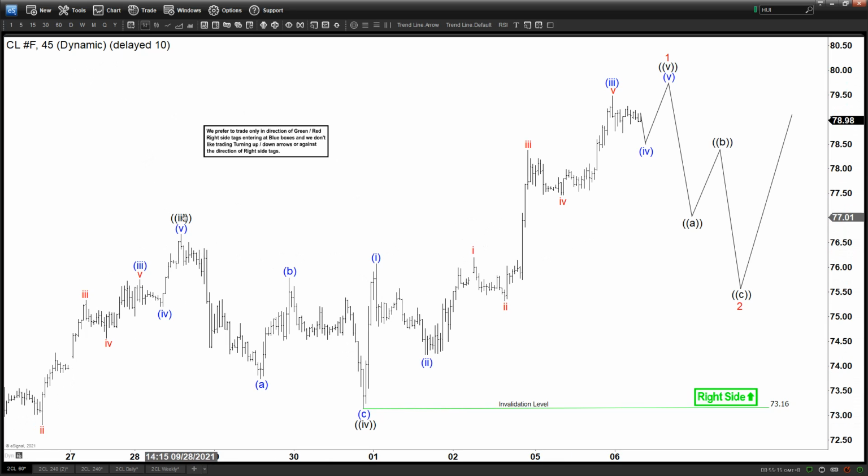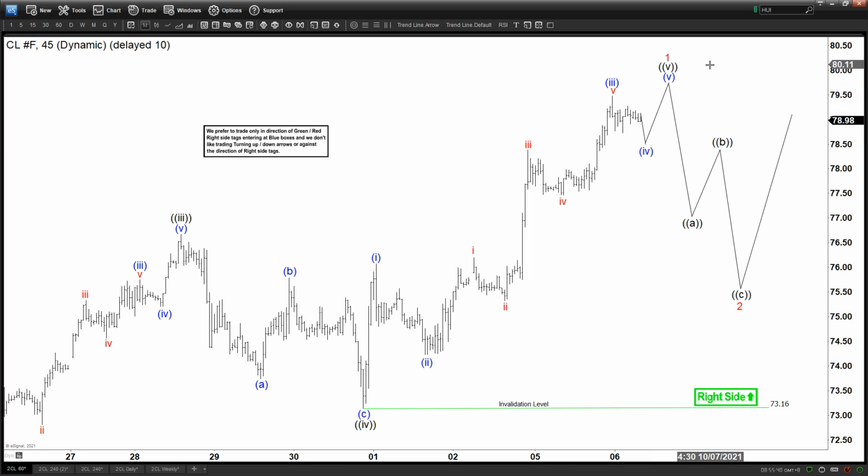We are rallying in an impulsive structure. We can see the 3 here, the 4 in the minute degree, and we are close to finishing up 5 in the minute degree, which should also be ending 1 in the minor degree. So overall we should be close to forming some sort of temporary high, right?